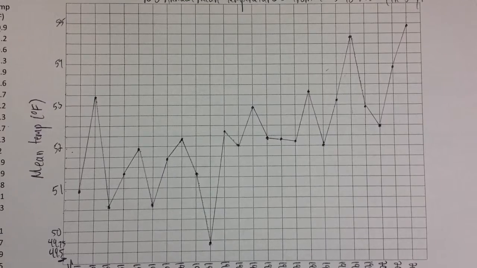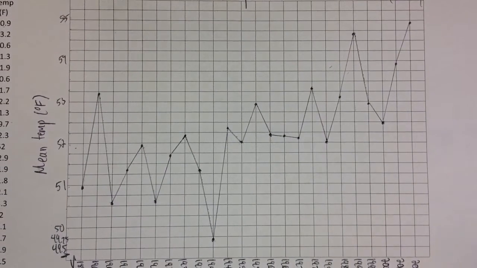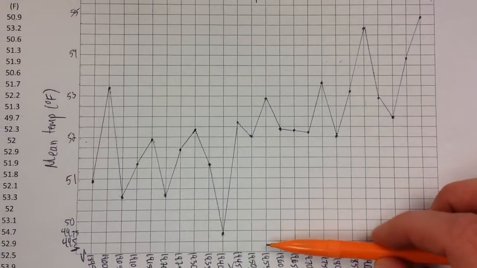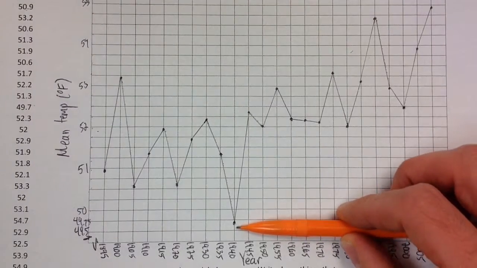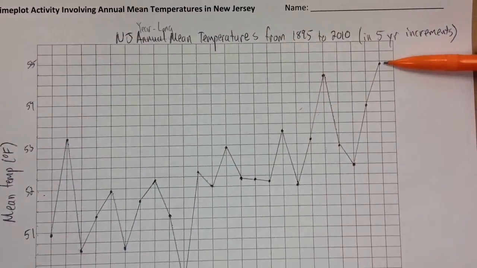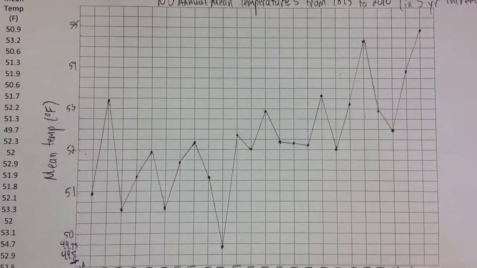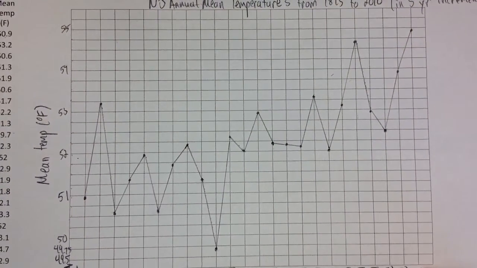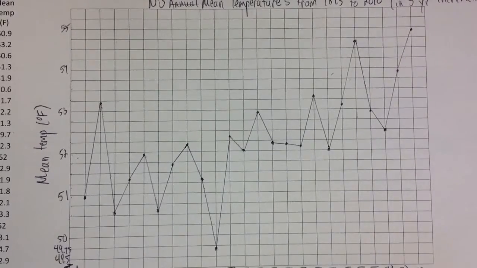Okay. Matt, tell me something that you noticed, please. Yeah, with the time plot, it's easy to determine the minimum and the maximum. Okay, 1940 was the coldest year, whereas 2010 was the warmest year. Good, tell me more. It's not a steady increase.